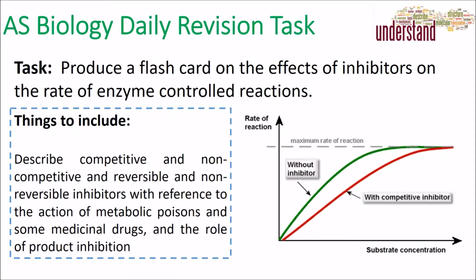Hello biologists, in today's daily biology revision task you are asked to produce a flashcard on the effects of inhibitors on the rate of enzyme controlled reactions. As you can see from the graph on the right hand side, without inhibitors the rate of reaction is considerably higher than with. You need to remember there are competitive inhibitors as well as non-competitive inhibitors.